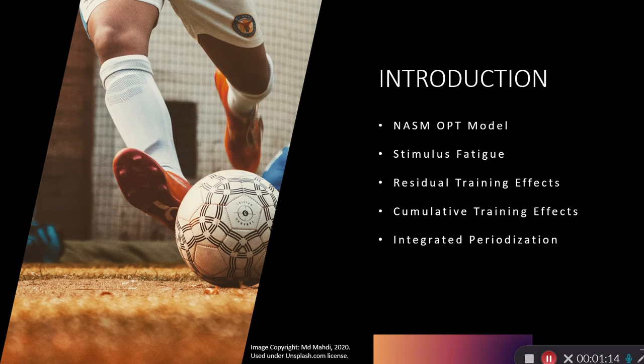Cumulative training effects is another concept in which one adaptation helps support performance in another. For instance, performing stabilization training before maximum strength training helps improve the expression of maximum strength due to the stability adaptations that were achieved in the prior mesocycle.